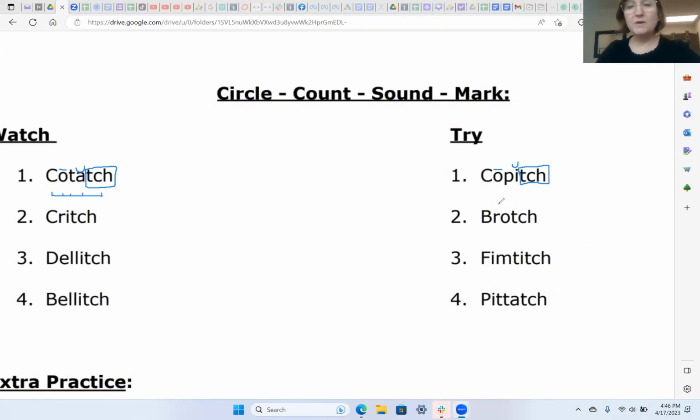So when we pencil read this word, we have O, I, ch. O-pitch, o-pitch. Any questions on that one? The O says O because there's a vowel one or two doors down. The I says I because there's not another vowel, one or two doors down. Co-pitch. All right, let's try the next one.